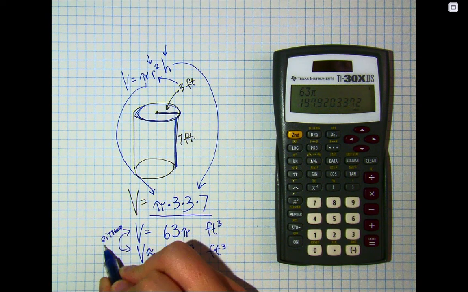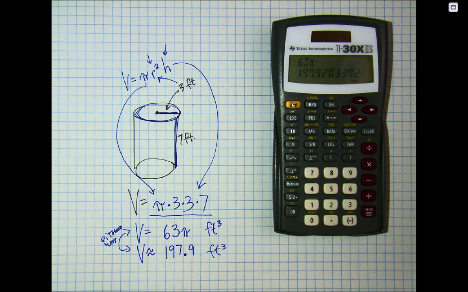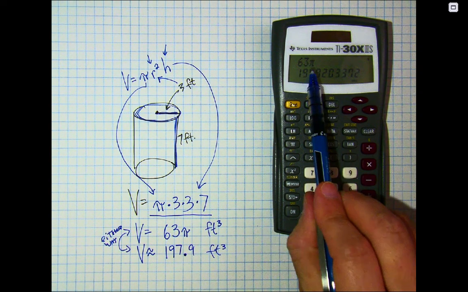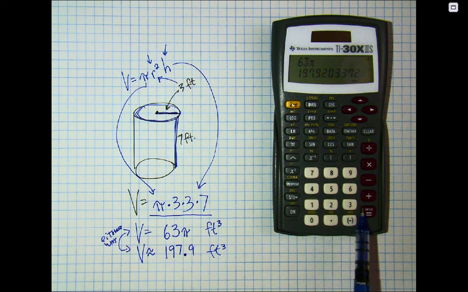Or read the directions to see if it wants you to give the exact amount with pi in it or the approximate amount with some kind of a decimal in there. Okay, the only other little bit that I'm going to warn you about on this is, if you notice, I use the pi button on my calculator to help me find the answer.